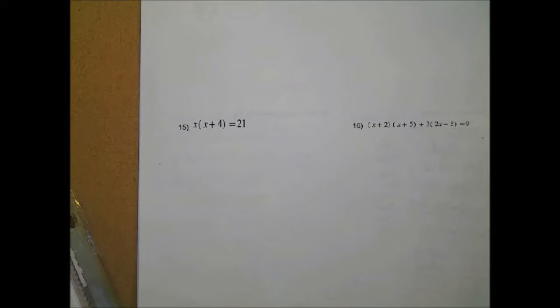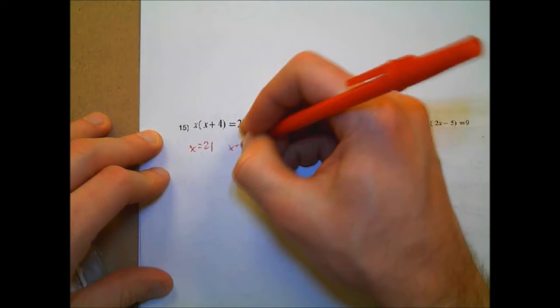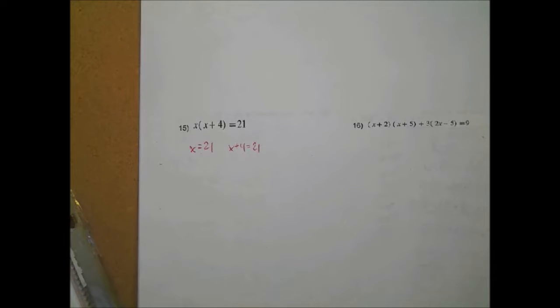Okay, 15. I see a product. So x equals 21 or x plus 4 equals 21, right? Two things that multiply together equal 21. That means either x is 21 or x plus 4 is 21, right? It has to be x plus. No. Explain it. It's no, but why? Why can't I do what I did right here? What mistake did I make?